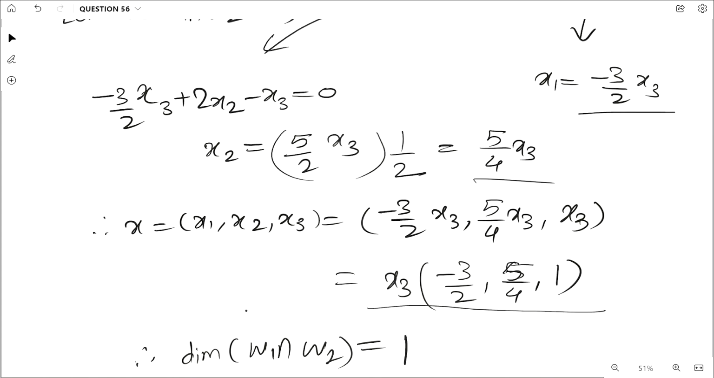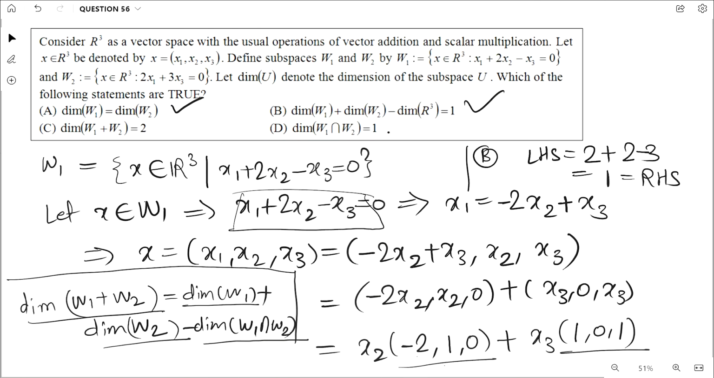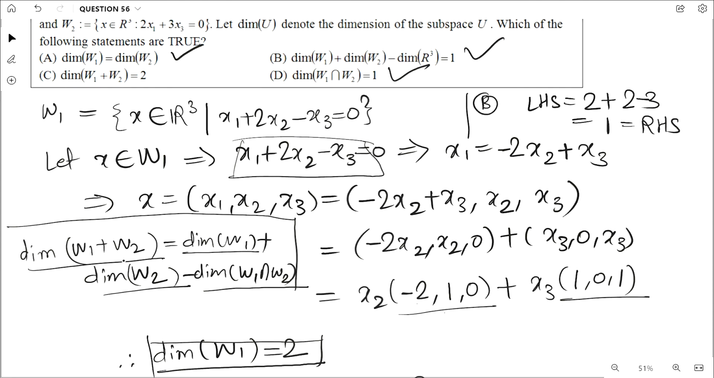So I believe this is option D. Yes, so option D is also correct. Now for option C, we'll use this formula. The dimension of W1 is 2, the dimension of W2 is also 2, and the dimension of W1 intersection W2 is 1, as we found just now. So this is 2 plus 2, 4, and 4 minus 1 is 3. So this is 3. It doesn't match option C because we are given the dimension of W1 plus W2 as 2. So this option is not correct.